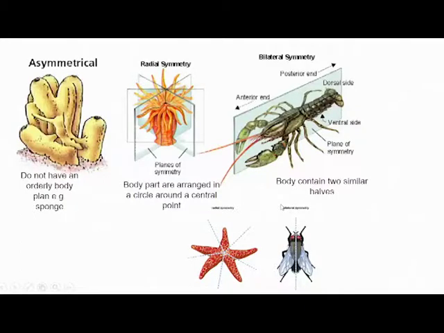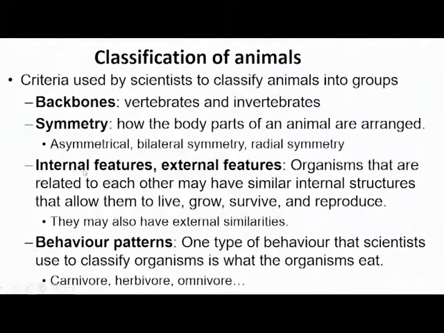After sorting that out, they also look at the internal features and external features. Organisms that are related to each other may have similar internal structures that allow them to live, grow, survive and reproduce. They might also have similar external features. So they categorize them again based on their internal features as well as their external features. And then they look at their behavioral pattern.